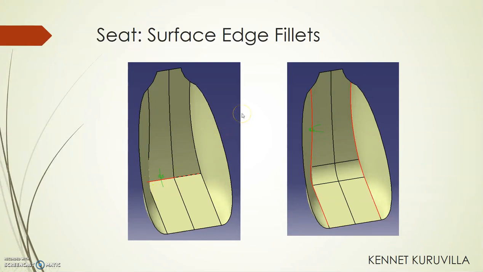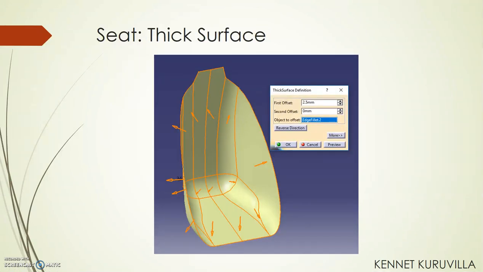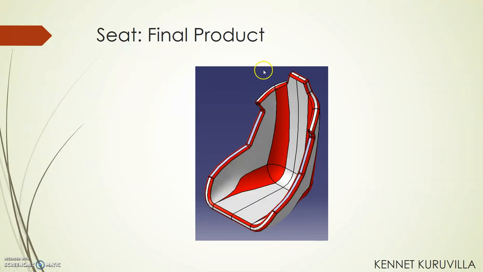After that, I was able to give surface edge fillets to the corners of the seat to give it a more aesthetic look. After this, I used the thick surface tool to give the surface a thickness of 2.5 millimeter, and this was done after all the surfaces were joined. And this was the final product.